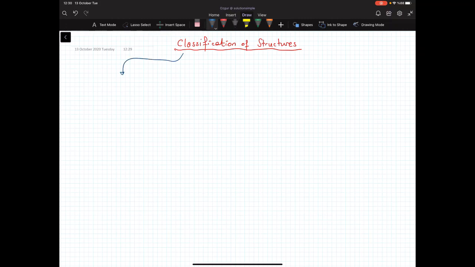So the first type of structure that we will discuss is beams. The other ones are trusses and rigid frames. So here we will see what type of structures we call beams, and what type of structure we call trusses.